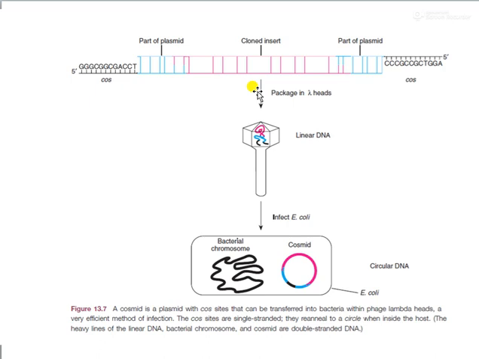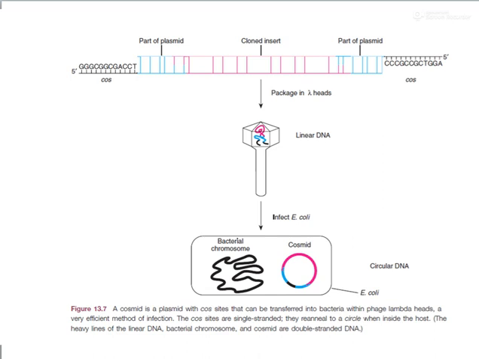Once they are in the phage, they will appear as linear DNA, and using these phages you can infect the E. coli cells, and within the E. coli cells they form circular plasmid-like structures. But plasmids have a drawback that they carry only 10 kb of DNA. But as I told you earlier, approximately 50 kb of DNA is present between the cos sites when it is considered as a phage vector.